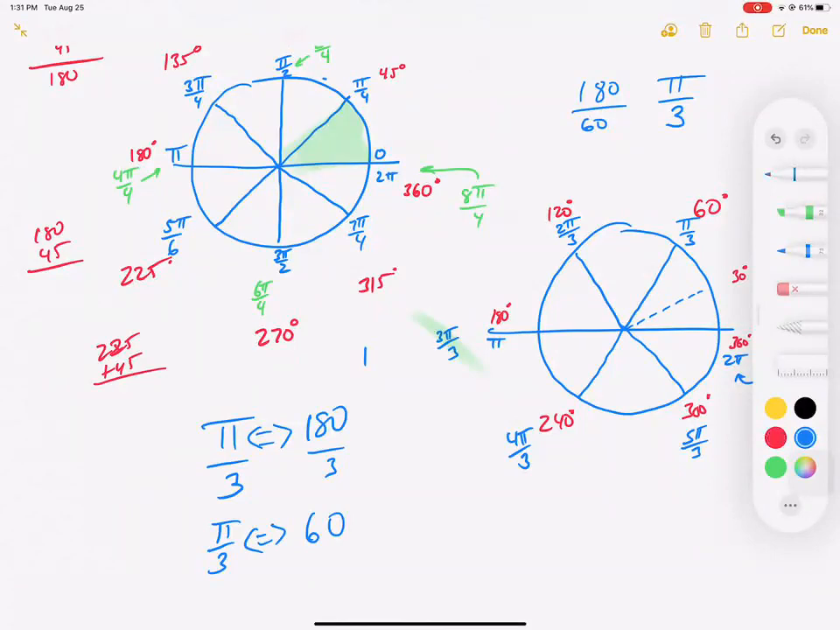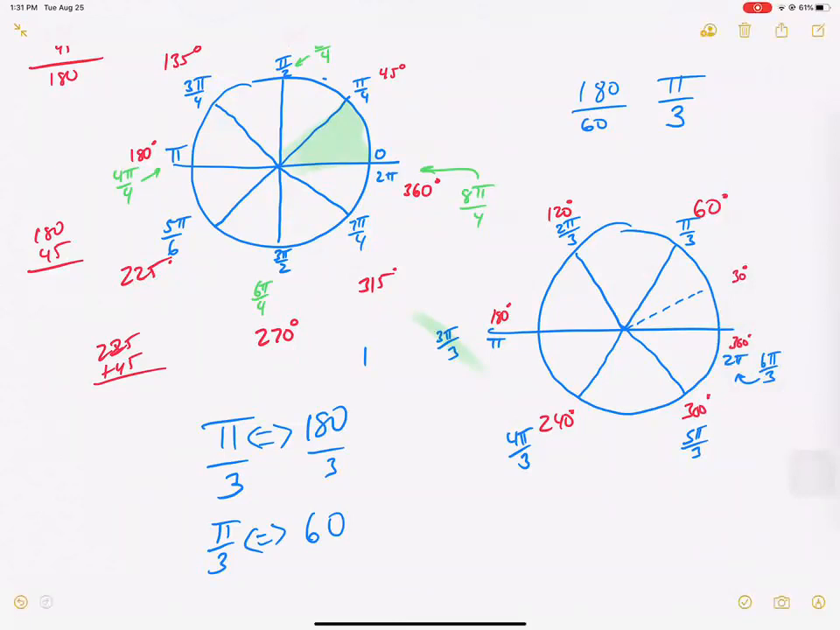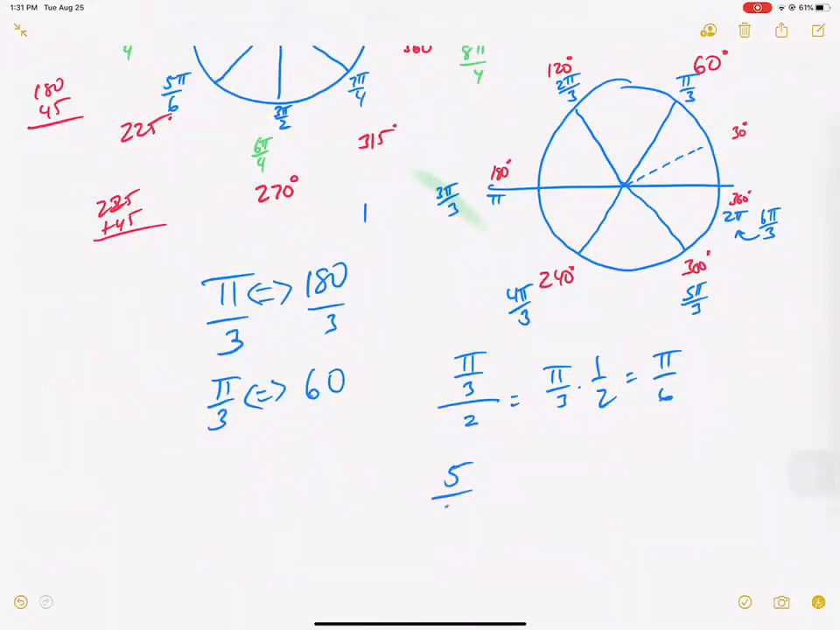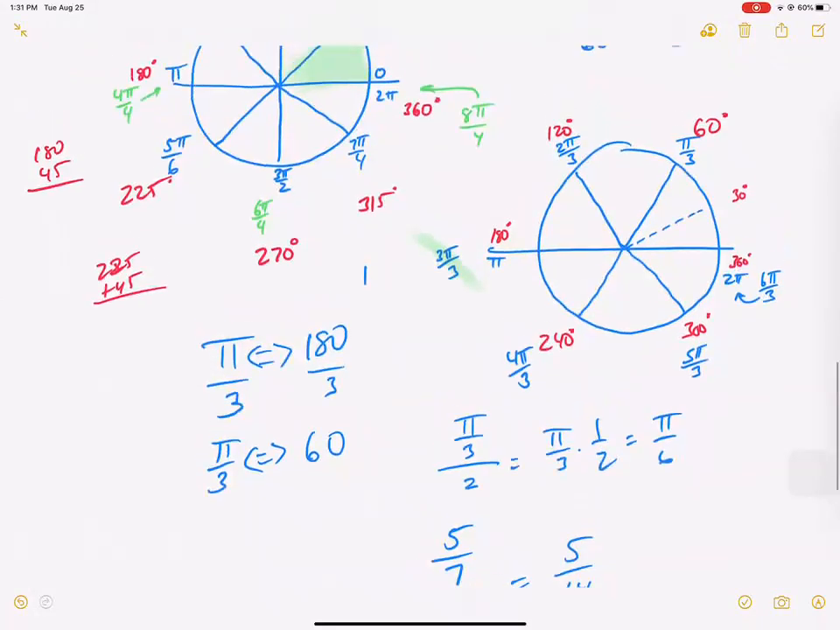Now, here's a gimmick if you guys don't know. Whenever you're dividing anything by 2, you just multiply the denominator by 2. Let me say this again: pi over 3 divided by 2 is the same as just multiplying the bottom number by 2, pi over 6. Here's a dumb one on the side. If I say 5 over 7, what is half of 5 over 7? It's just 5 over 14. Please just multiply the denominator by 2, FYI, okay?